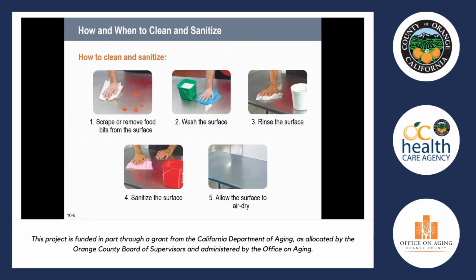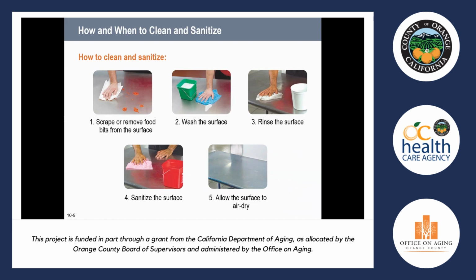To clean and sanitize a surface, follow the steps detailed in the slide. If a surface has not been cleaned and sanitized properly, take corrective action immediately. Scrape or remove food bits from the surface and use the correct cleaning tool, such as a nylon brush or pad, or a cloth towel. Wash the surface. Prepare the cleaning solution with an approved detergent and wash the surface with the correct cleaning tools, such as a cloth towel.